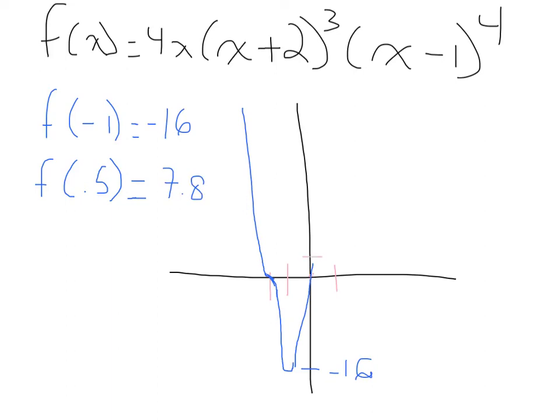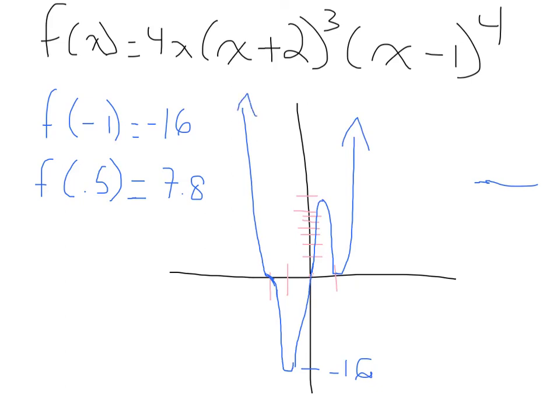And so 1, 2, 3, 4, 5, 6, 7, and 8. So it's about like that. And so it's going to go up to that point. It's going to come back down. And then it's going to hit 1, but it is not going to go through the x-axis. It's just going to bounce back and come up.